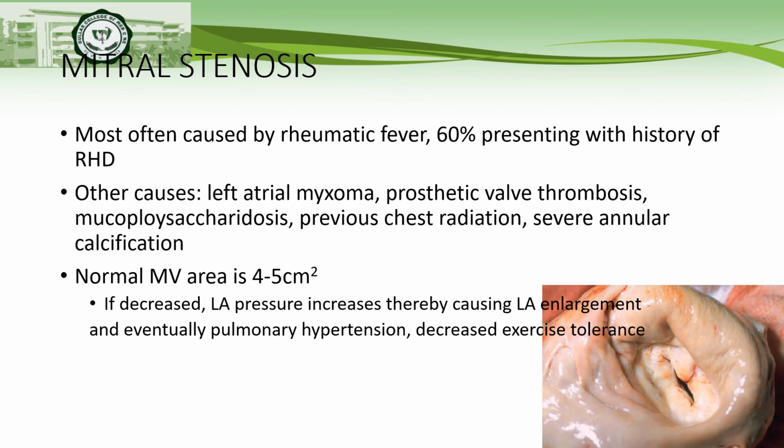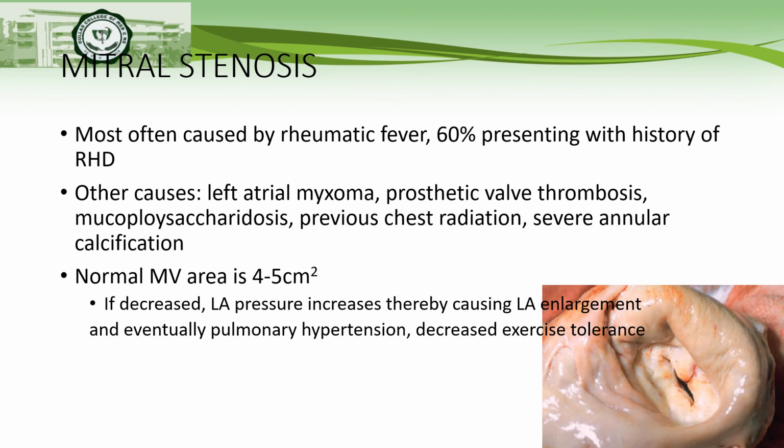Now let's proceed with valvular heart diseases, starting off with mitral stenosis. Acquired MS, or mitral stenosis, is most often caused by rheumatic fever, with approximately 60% of patients with pure MS presenting with a clinical history of rheumatic heart disease. Other conditions causing mitral valve stenosis include left atrial myxoma, prosthetic valve thrombosis, mucopolysaccharidosis, previous chest radiation, and severe annular calcification.